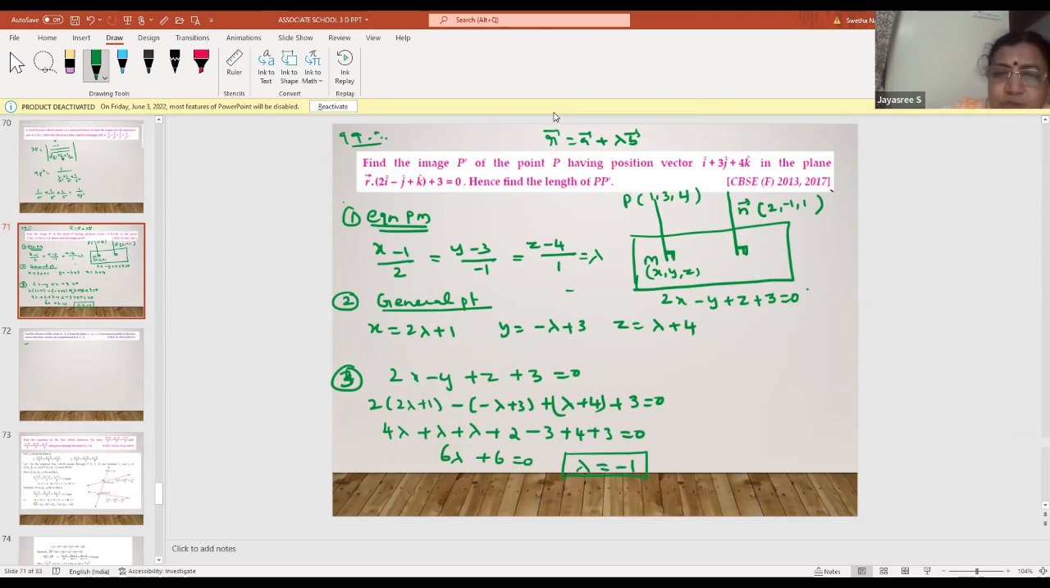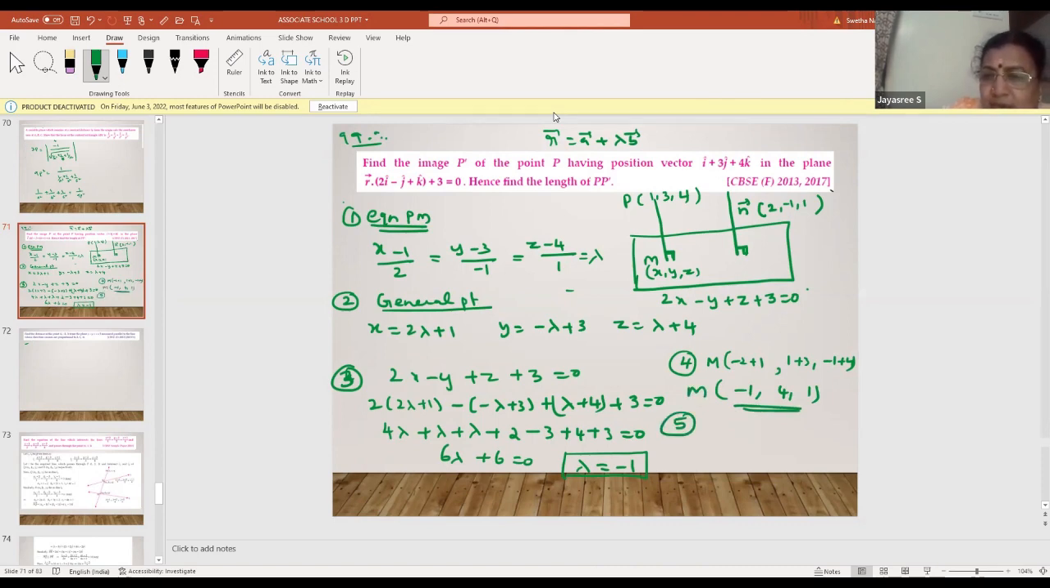Lambda is minus 1. Substituting the lambda in the general point, you get the foot of perpendicular: 2 into minus 1 plus 1, minus of minus 1 plus 3, and minus 1 plus 4. So that gives you minus 1, 4 and 1. So you got the foot of perpendicular.